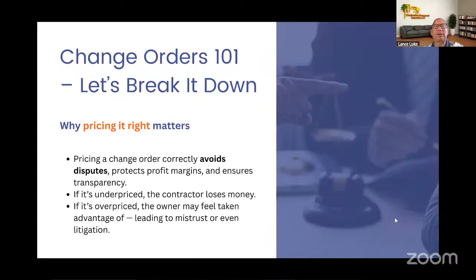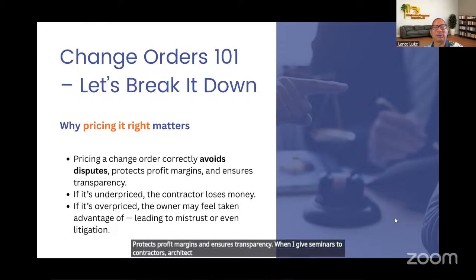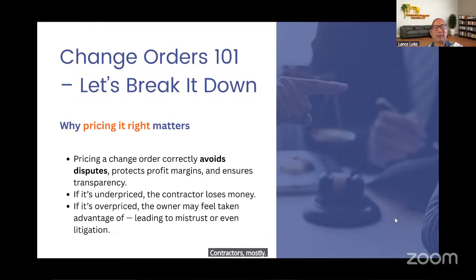Why pricing a change order matters. Now, this is very important. Pricing a change order correctly avoids disputes, protects profit margins, and ensures transparency. When I give seminars to contractors, architects, engineers, contractors mostly, this is what I cover with them. When you're talking about a change order, you have to make sure everything's written down. And this is your piece of paper that could avoid getting sued later, and also helps you protect your money and make sure you get paid for the work that you're doing.